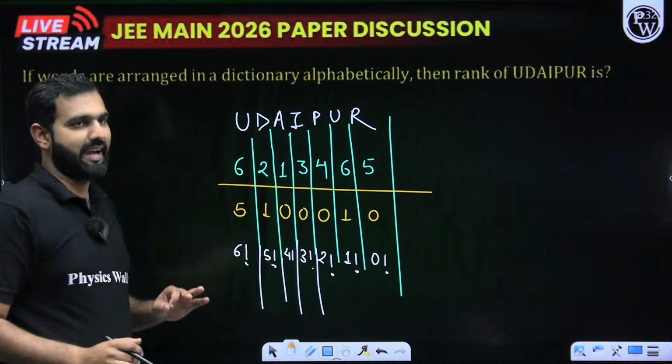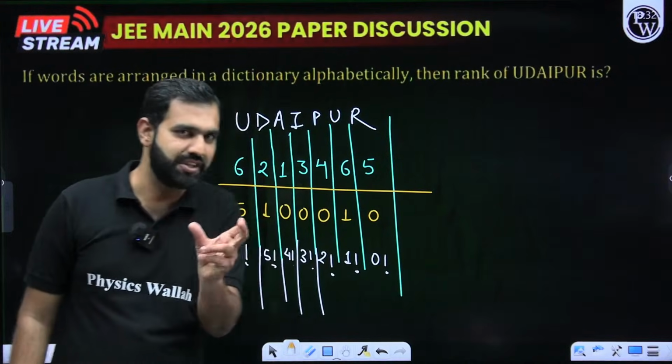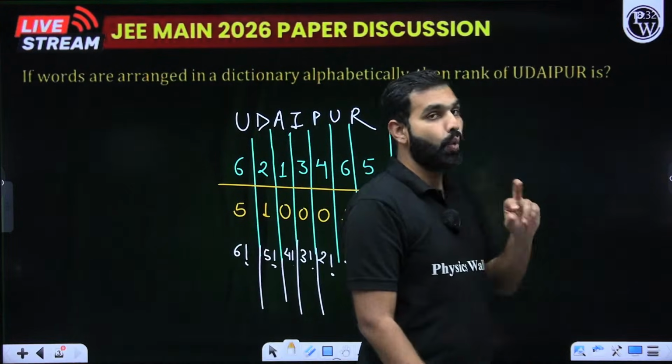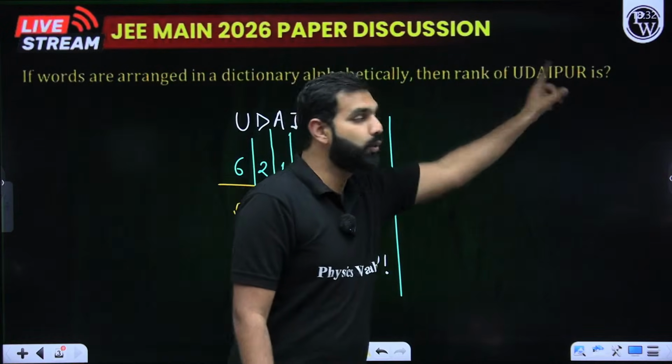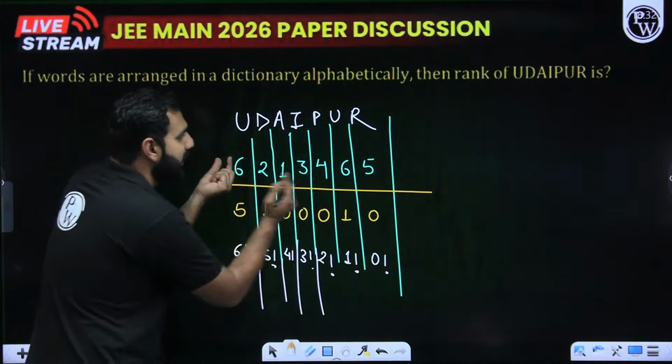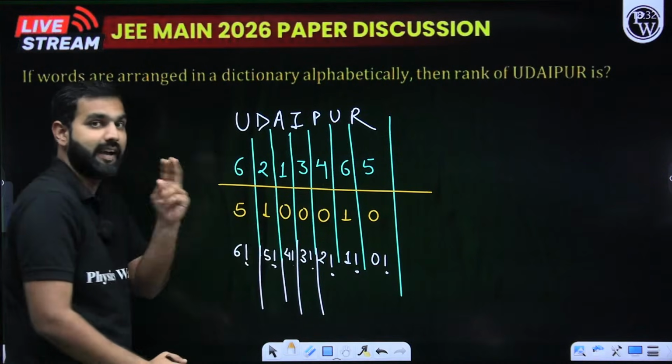The only catch, the only correction, the only change which comes into the picture when you have letters getting repeated is this: here U is getting repeated, which means this 6 is appearing twice. On the right hand side of 6, I'm seeing one more 6.